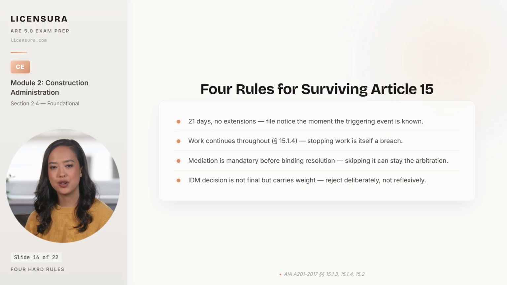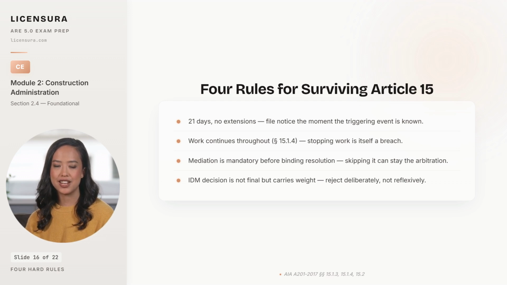Four hard rules separate parties who survive Article 15 from parties who lose on procedural defaults and get sued for the consequences. First, 21 days, no extensions. The moment the triggering event is known, the clock starts, and a partial notice that preserves the right to amend is the right move. Waiting for certainty and filing on day 25 ends the claim.